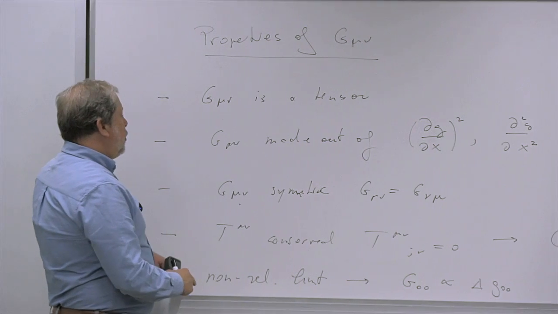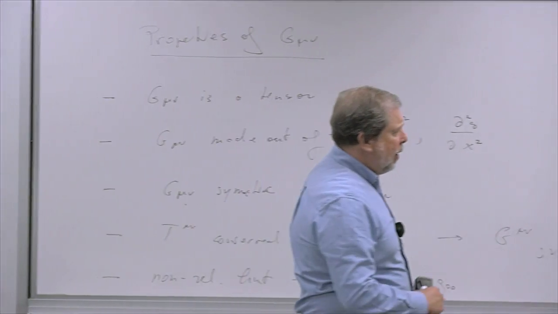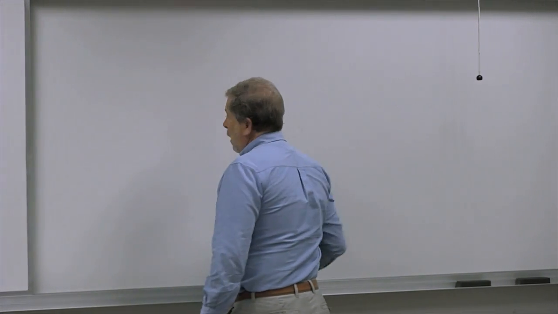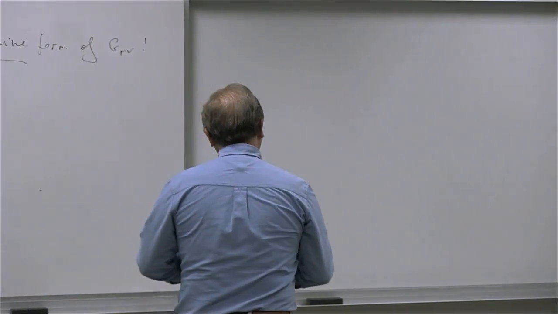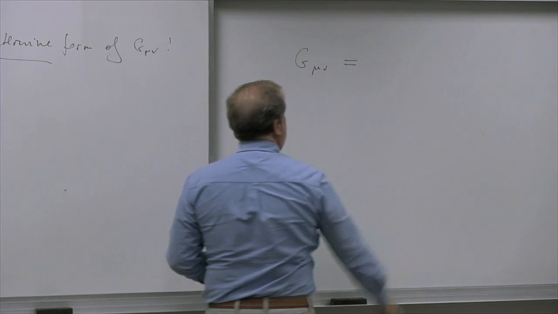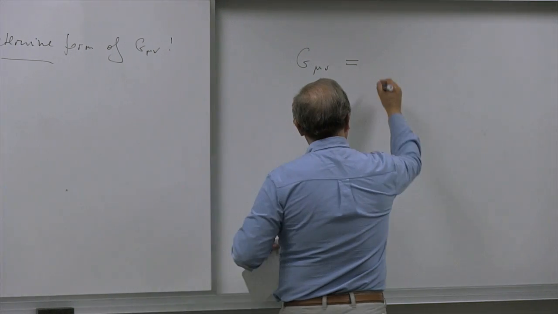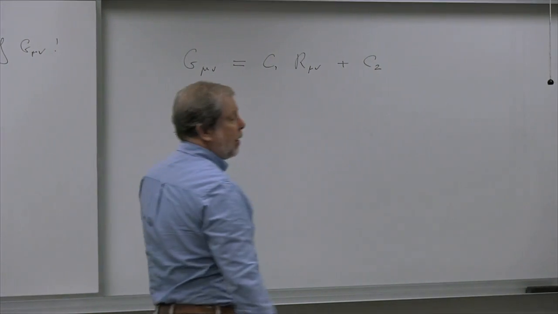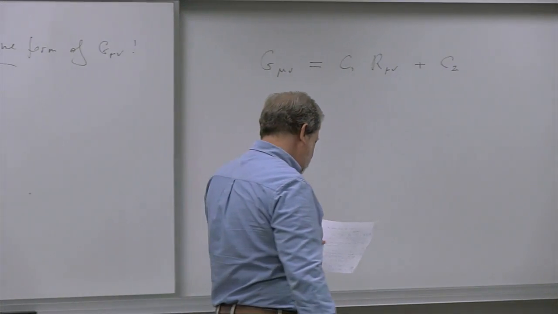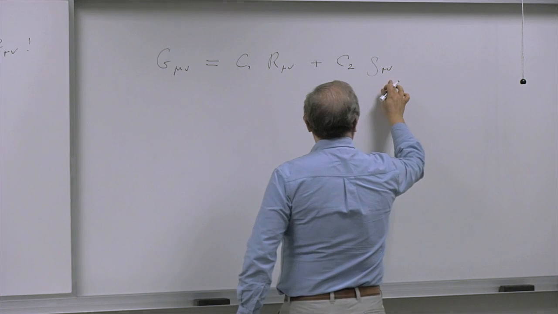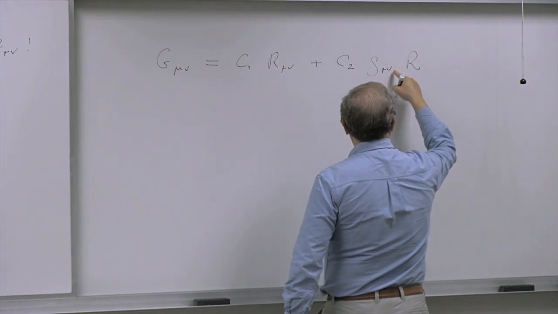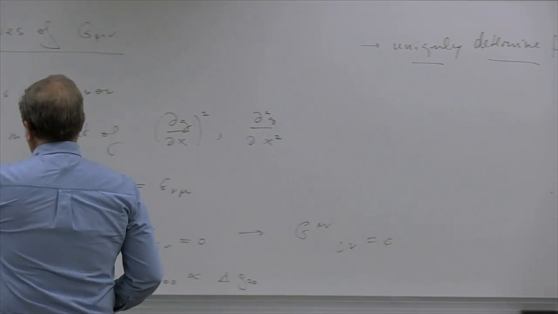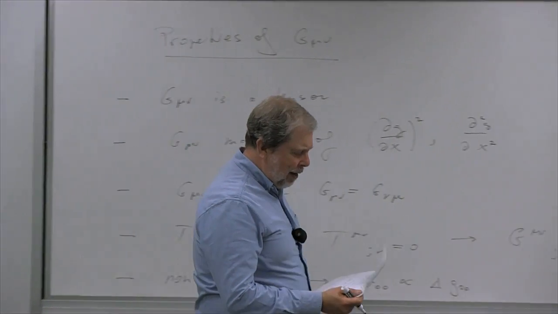So the fact that the G mu nu is a tensor and it is made out of first and second derivatives of the metric tells us that the G mu nu has to be equal to, let's say, C1 times R mu nu plus C2 times, well, we can construct a second object that has two indices and is symmetric, and it is going to be proportional to g mu nu, but it does have to have these derivatives, so it is g mu nu times the Ricci scalar, or scalar curvature. This follows from these two requirements, and that is all you can have.